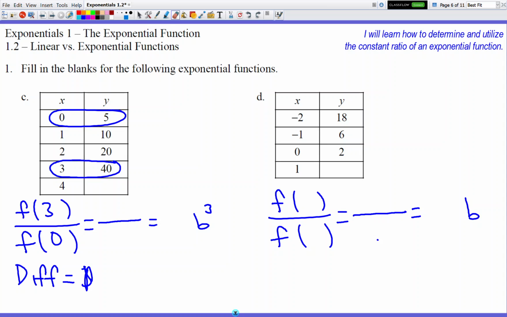I do, right? I have lots of values that are right next to each other. I don't have to pick 3, 40 and 0, 5. I can choose other values that are closer in distance as far as the x's are concerned. Okay, so I might be better off choosing 0, 5 and 1, 10.